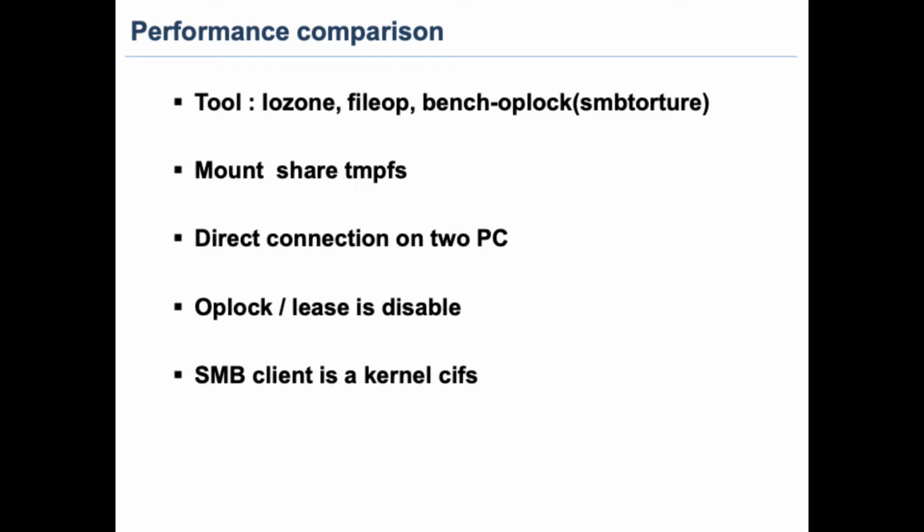Performance was measured using IOzone, fileop, and Dbench. We used tmpfs as a shared directory and measured performance on a direct connection between two PCs to reduce result error. Oplock and lease are disabled to avoid caching. And we use the kernel CIFS client.